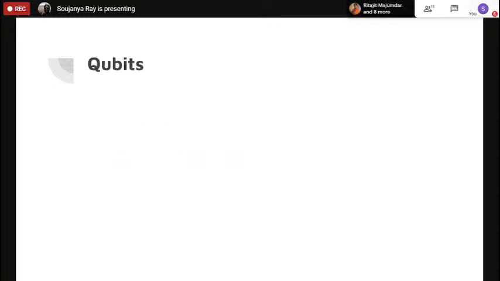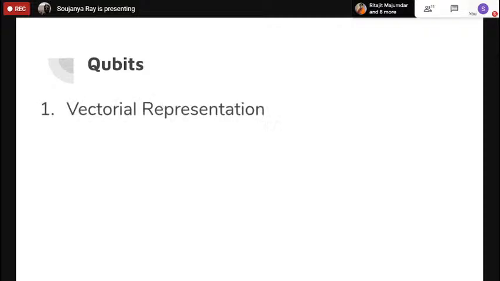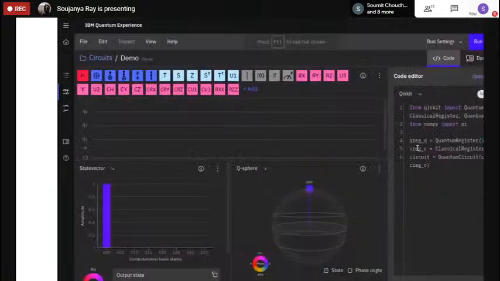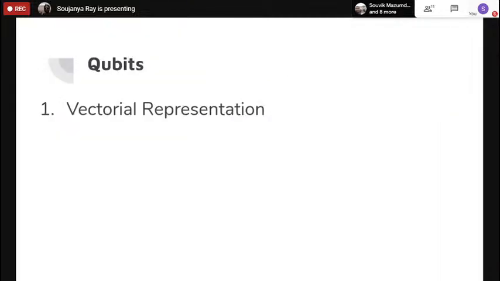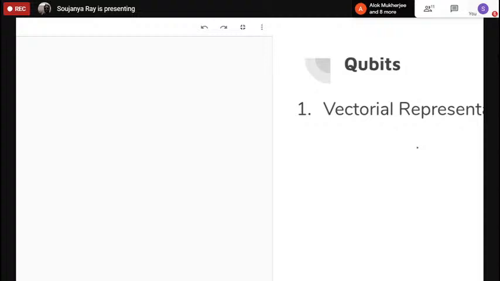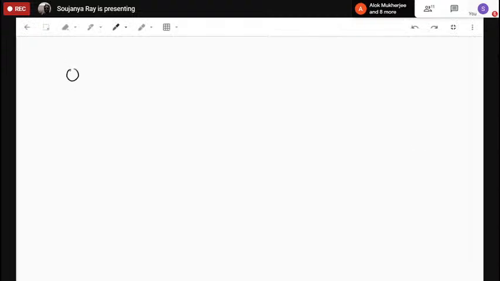So qubits, yes, let's talk about qubits now. Now, qubits are bits that may be one, that may be zero, or that may be a combination of 1 and 0 at the same time. Now, what do I mean by this? Let's see what qubits are. Let me tell you, this is the vectorial representation that I'm about to show you. Now, the qubit 0, if you see, the qubit 0 is kind of represented by this.